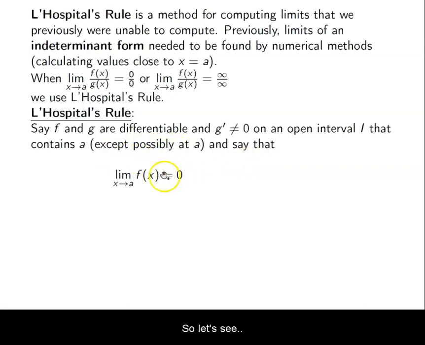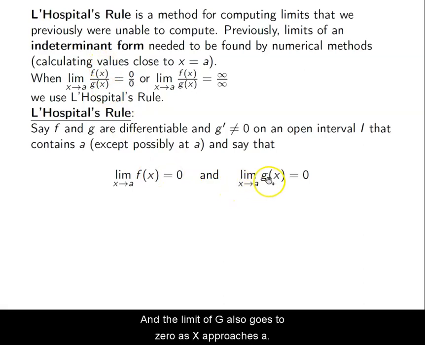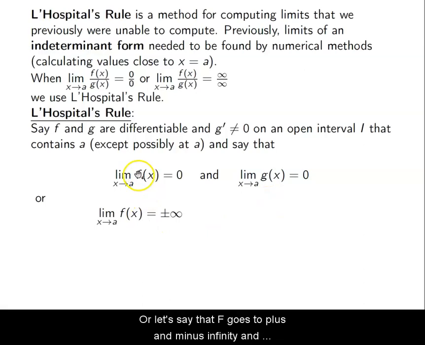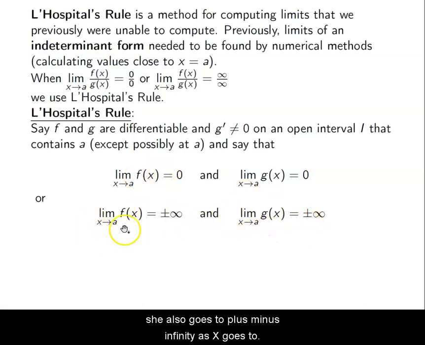Okay, so let's say that the limit as x goes to a of my function f goes to 0, and the limit of g also goes to 0 as x approaches a. Or let's say that f goes to plus or minus infinity, and g also goes to plus or minus infinity as x goes to a.